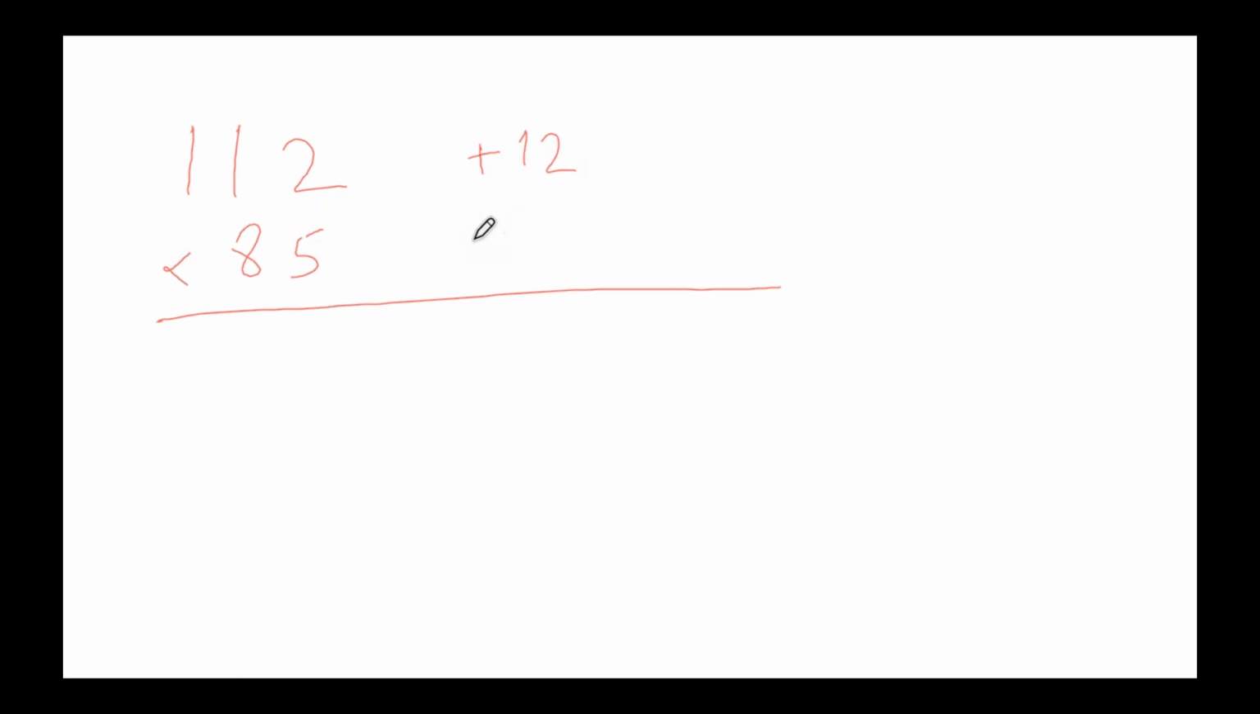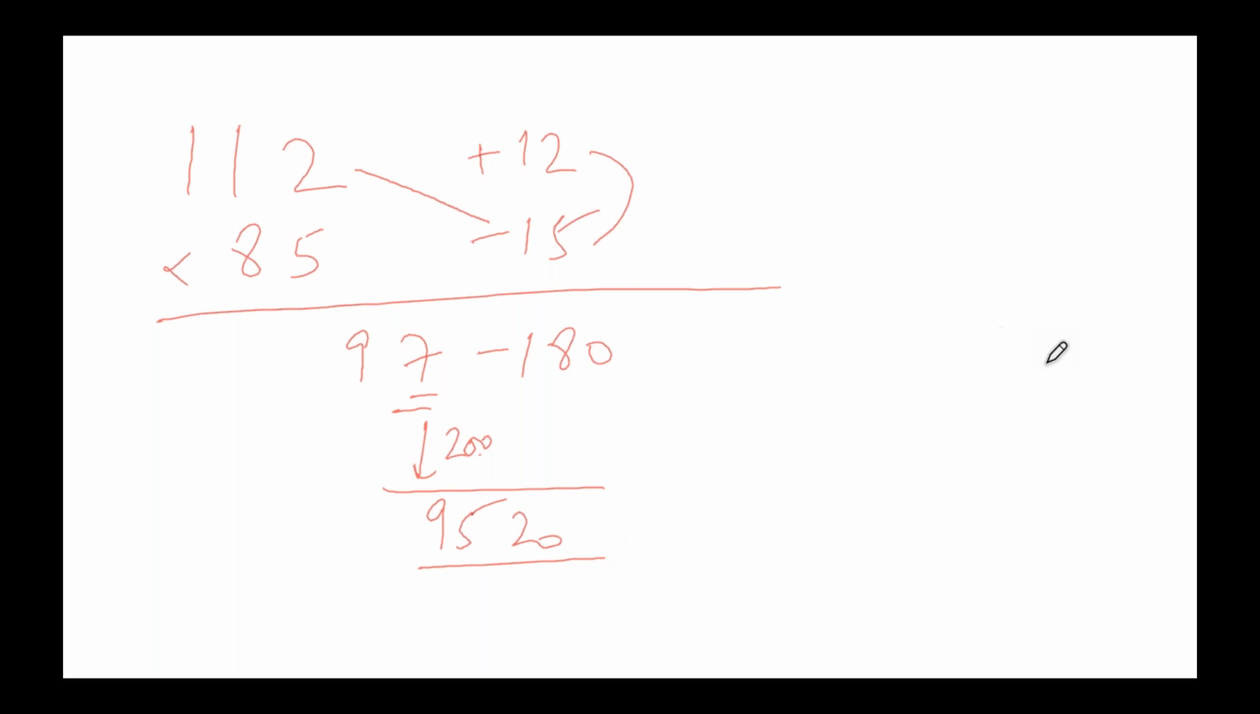So you have plus 12 here, you have minus 15 here. What is 12 into minus 15? It becomes minus 180, right? And 112 minus 15 is 97. Now, what did I tell you? You need to borrow 1 from here. But borrowing 1 won't help, Stuti, we have to borrow 2, because 180 is bigger than 100. So we borrow 2 from here, this becomes 95. This 2 becomes 200. 200 minus 180 is 20. So 9520, that's my answer.